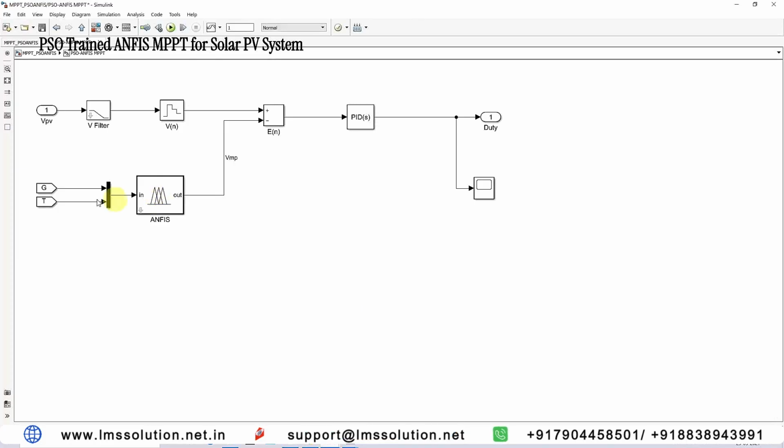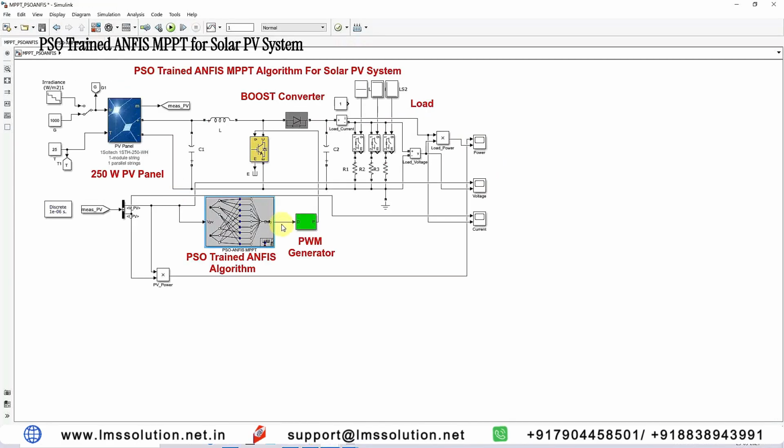So it receives two inputs: one is irradiation and the other is temperature. The output of the ANFIS is equal to the voltage at maximum power point. It is compared with the actual voltage and processed via a PI controller. It will generate a duty cycle. This duty cycle is processed via a PWM generator. The PWM generator will control this IGBT in order to extract the maximum power from the solar PV panel. So this is the Simulink model of the PSO trained ANFIS MPPT algorithm for the solar PV system.